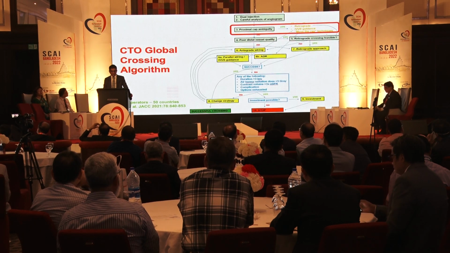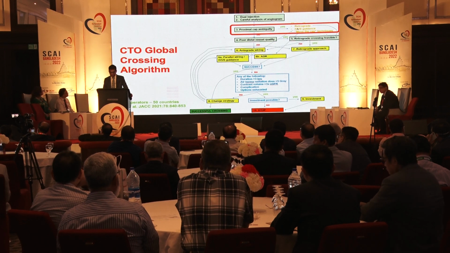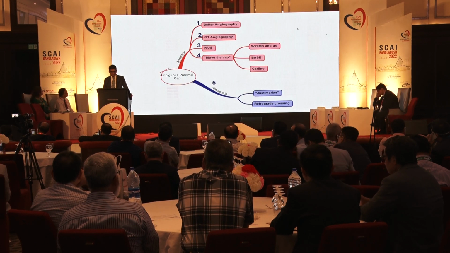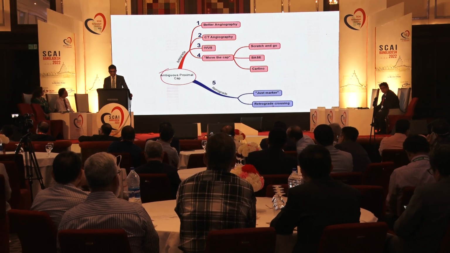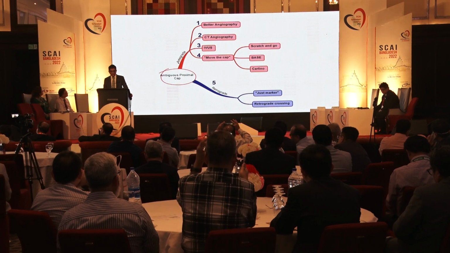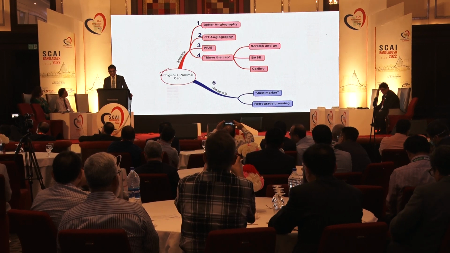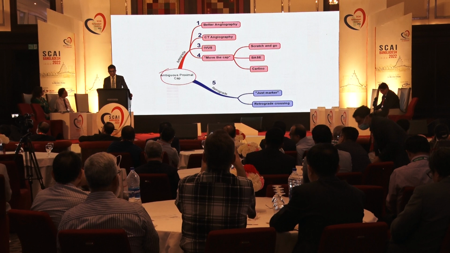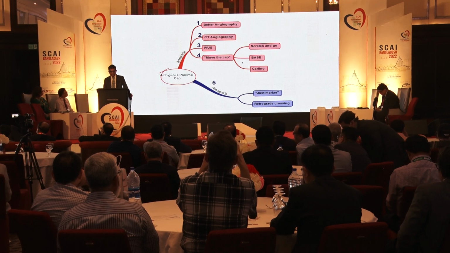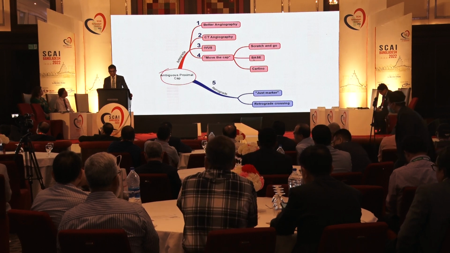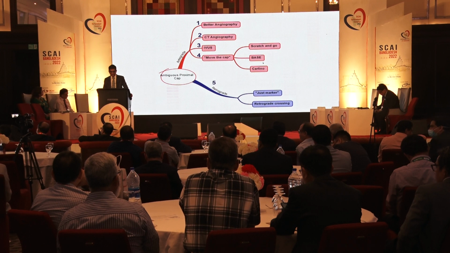So in the global algorithm, number 3 is the proximal cap. We talked about that. And if you have an ambiguous cap, you go for a retrograde crossing of just a marker. Or if it is not ambiguous, then you go for antegrade, better angiography, CT angiogram, IVUS, I think Dr. Kalra will cover that. And moving the cap, which is a different type of way of doing that.